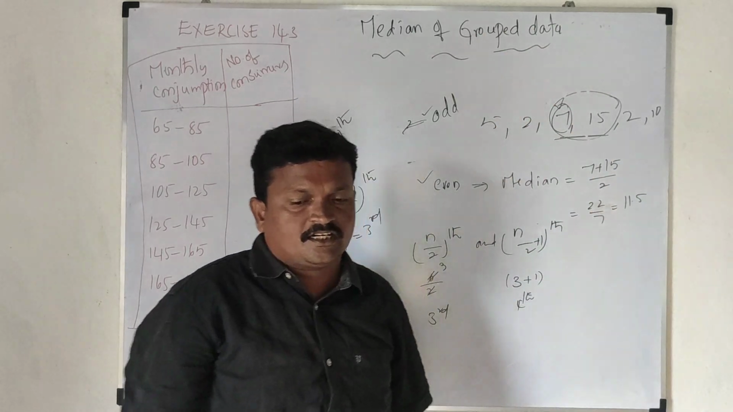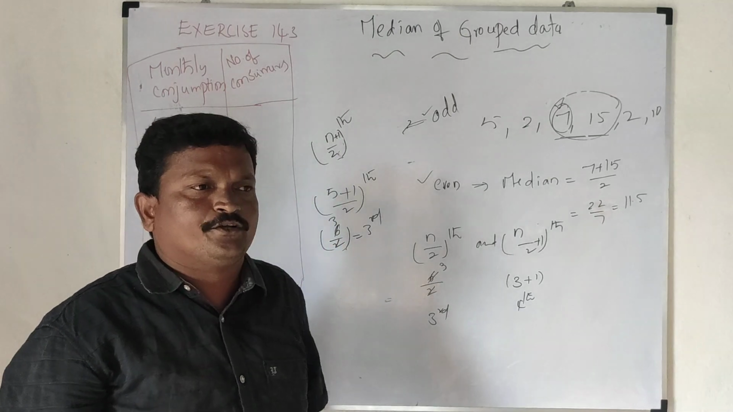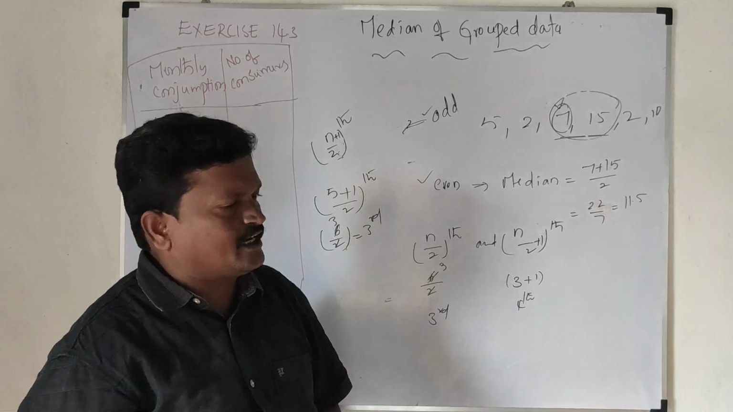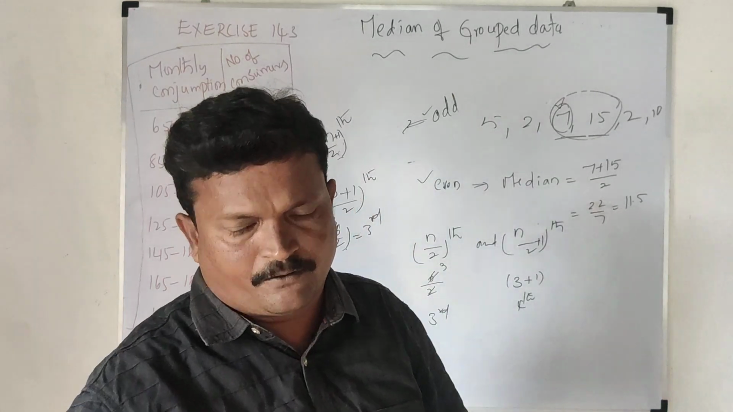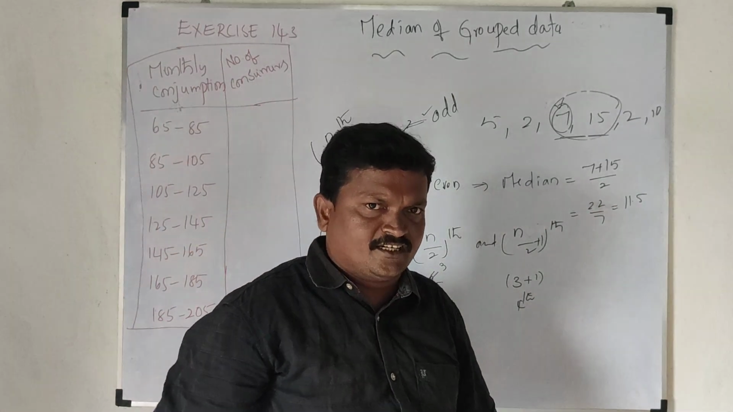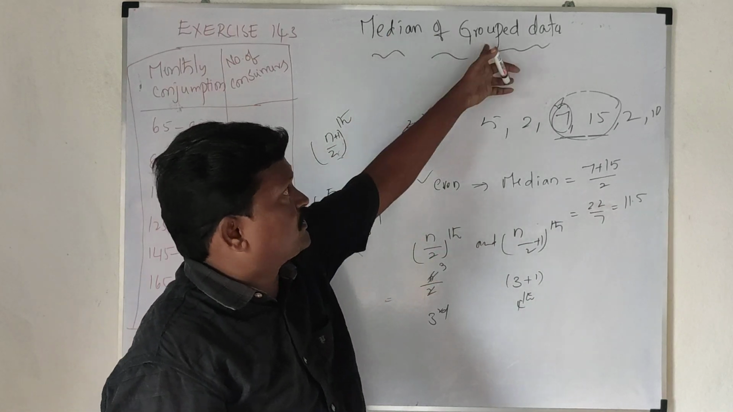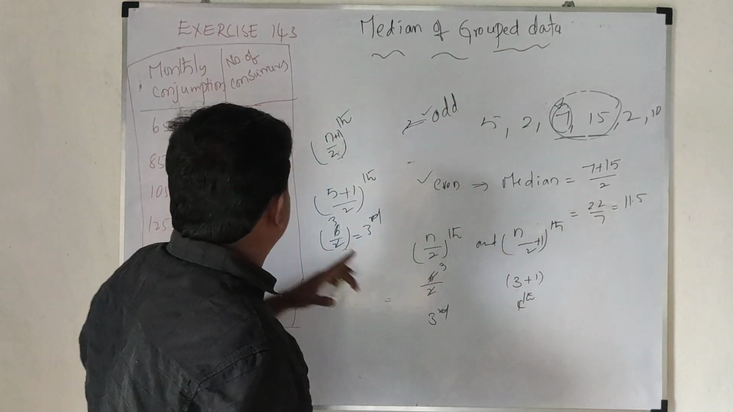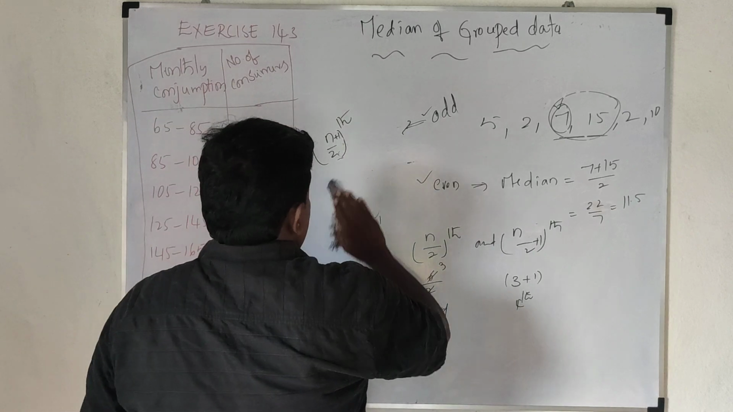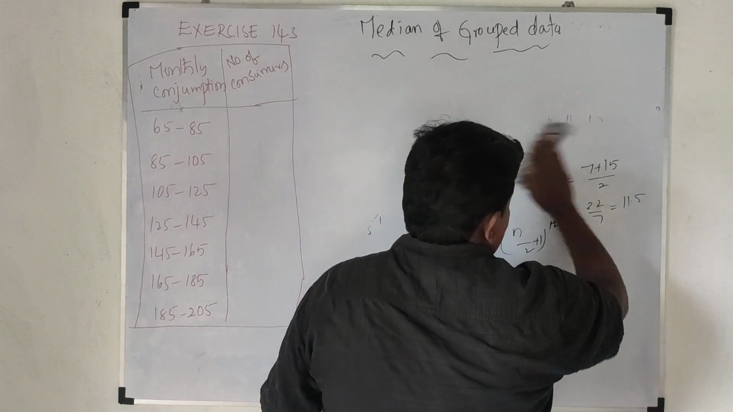Like this, for ungrouped data, we find the median. We already solved this type of problem in class 9. But here we have to find the median for grouped data, like this data. Okay, so see here.